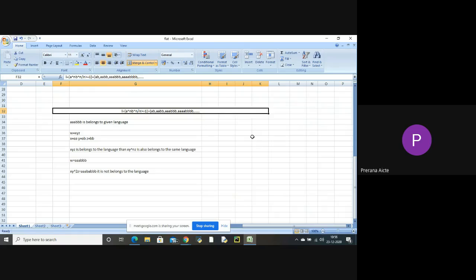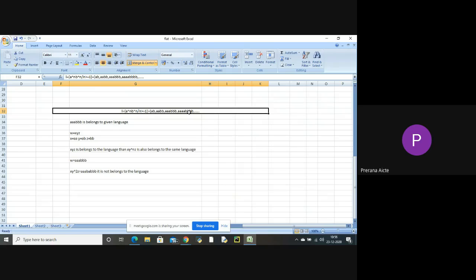So here the main point is, for the given language L is equal to A power n, B power n, we need to construct the language first. Already we constructed L is equal to AB, AABB, and AAABBB also. In that we will pick one string, whether it is AB or AABB or AAABBB, or whatever you require. I'll take W is equal to AAABBB.